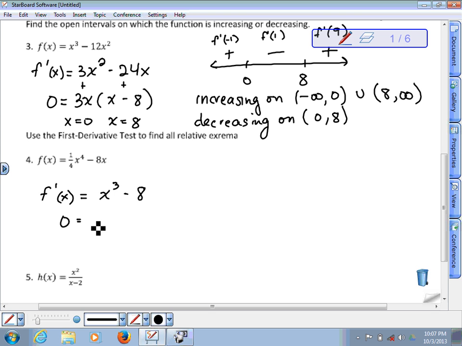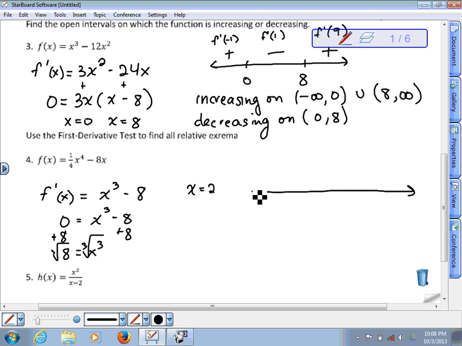If we set that equal to 0, we can add 8 to both sides, and we have 8 is equal to x to the third. Now we can get rid of the power 3 by using the cube root. And the cube root of 8 is equal to 2, so the critical value here is x is equal to 2. Now, this is a critical value. We don't know whether it's a relative minimum or a maximum, so we use the first derivative test.